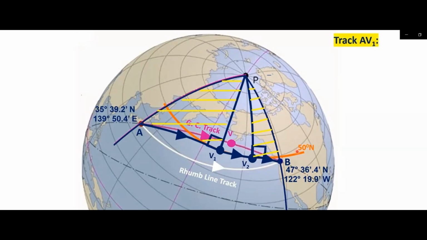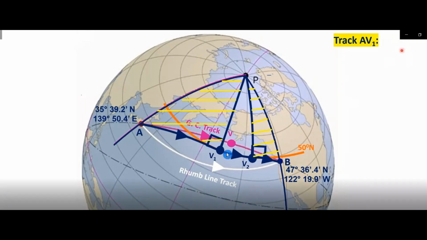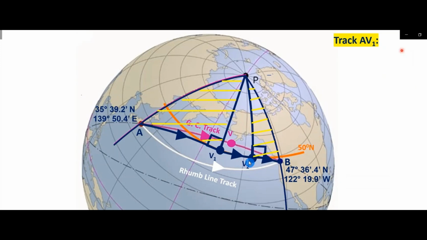Now let's look at and analyze each of these tracks. You can see, beta, up to here is clear now. We have the first triangle as BAV1, and the second triangle as PBV2. In between V1 and V2, we are doing parallel sailing. We are moving on the parallel of latitude, which is our limiting latitude.